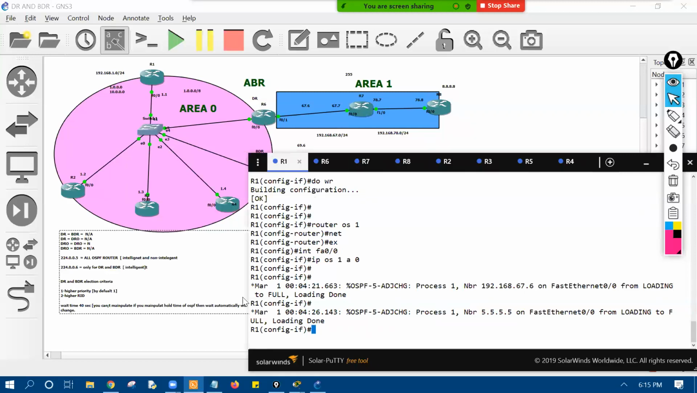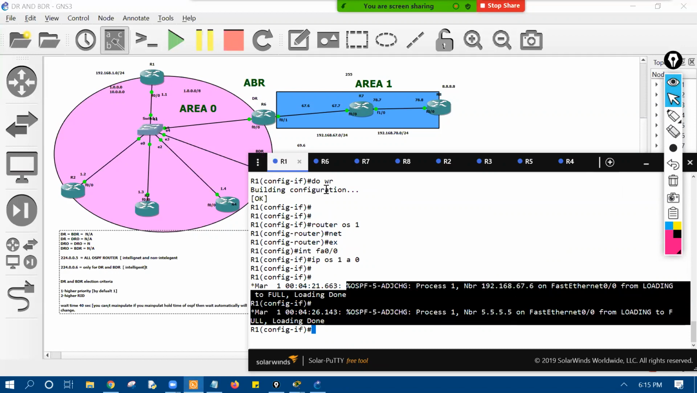So if you see in this case what happened, R6 will become the DR and R5 will become the BDR, right? Clear?